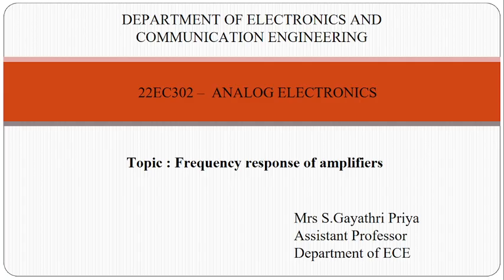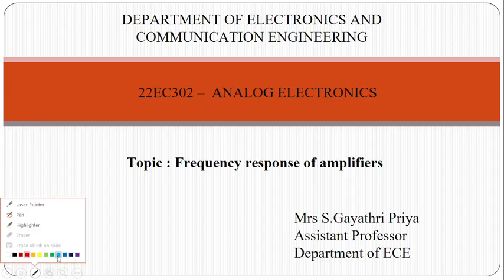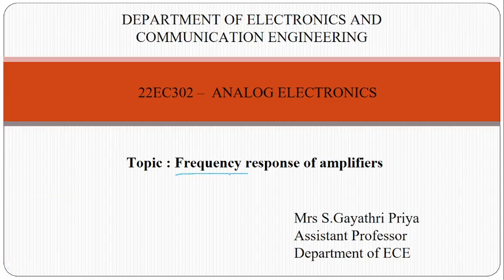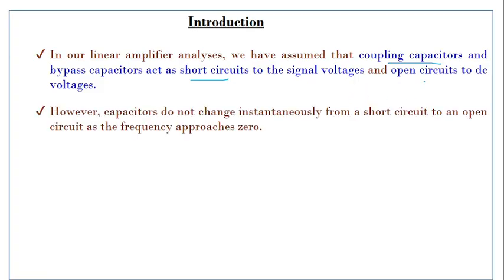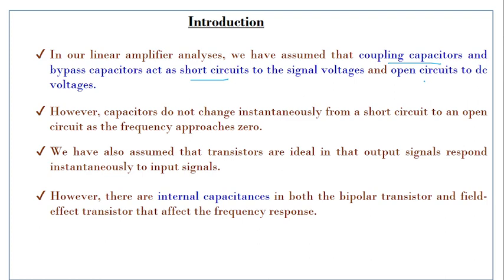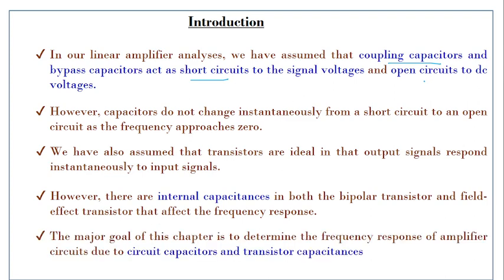In today's session of analog electronics, we are going to discuss the frequency response of amplifiers. Before getting into this, let us see: in linear amplifier analysis, we always assume the coupling capacitor and the bypass capacitor as a short circuit for the AC signal, and an open circuit for the DC voltages. Here we will have an intervention because of internal capacitance or interelectrode capacitance.